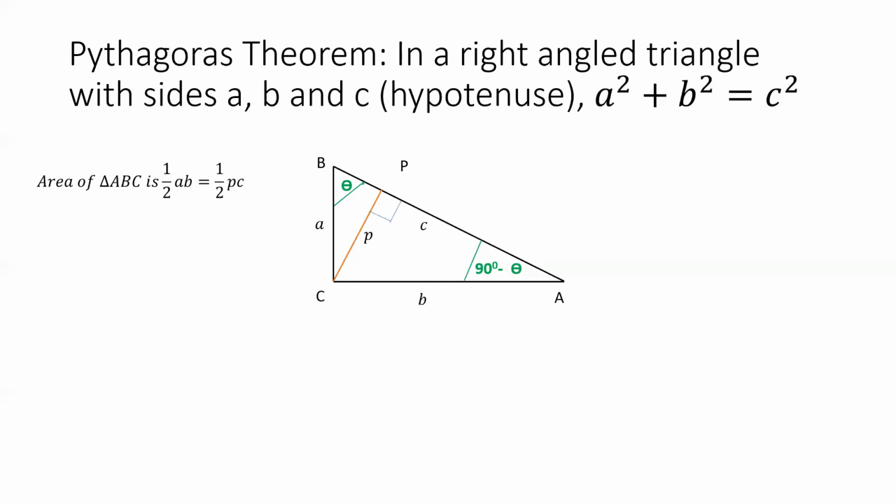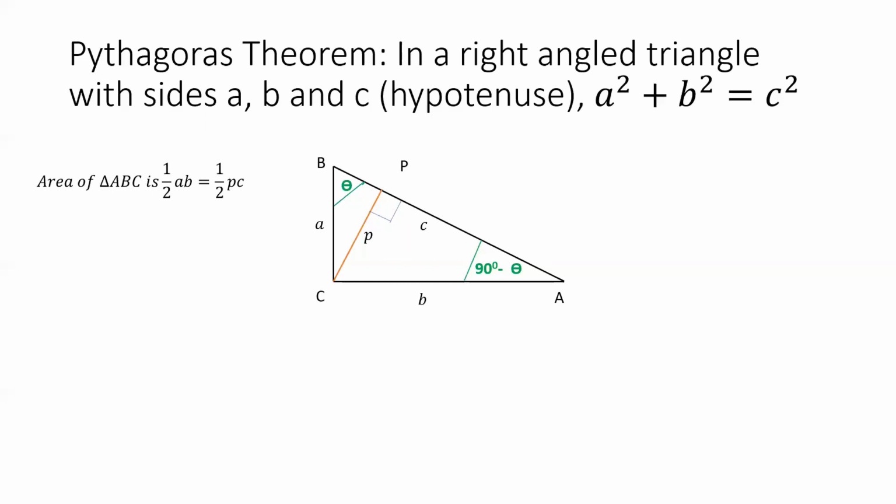So considering triangle ABC, if you regard AC as the base of the triangle, we know that the area of the triangle is half base multiplied by altitude. So the base is AC, and the altitude will be BC, because BC is perpendicular to AC, angle ACB being 90 degrees. So that's quite obvious. So one way of writing the area of triangle ABC is simply half a multiplied by b, where small a is the length of BC and small b is the length of AC.